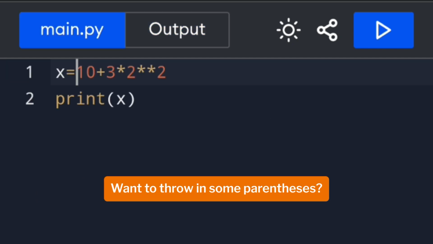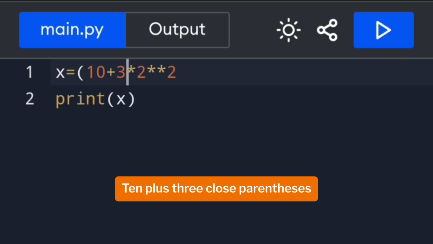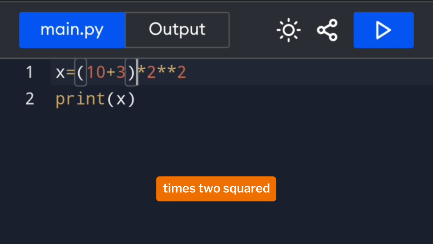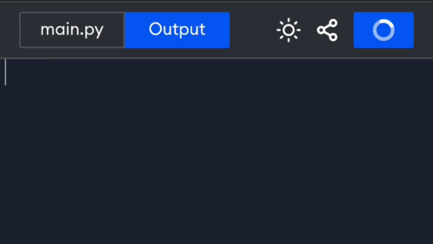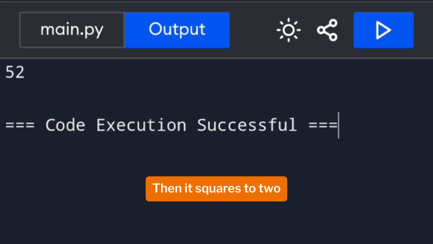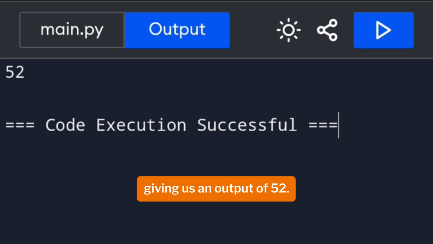Want to throw in some parentheses? Let's try. x equals open parenthesis, 10 plus 3, close parenthesis, times 2 squared. The parentheses force Python to add first. 10 plus 3 equals 13, then it squares 2 to get 4, and finally multiplies 13 by 4, giving us an output of 52.